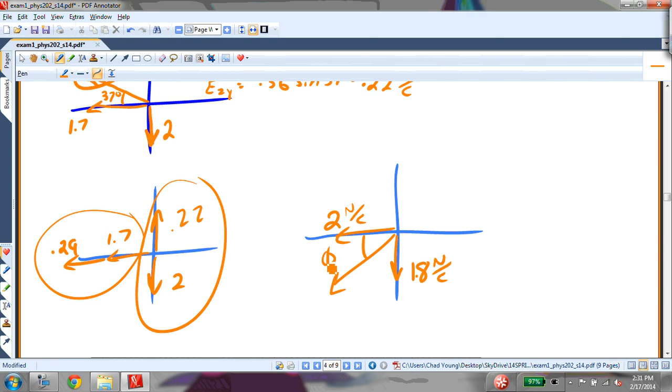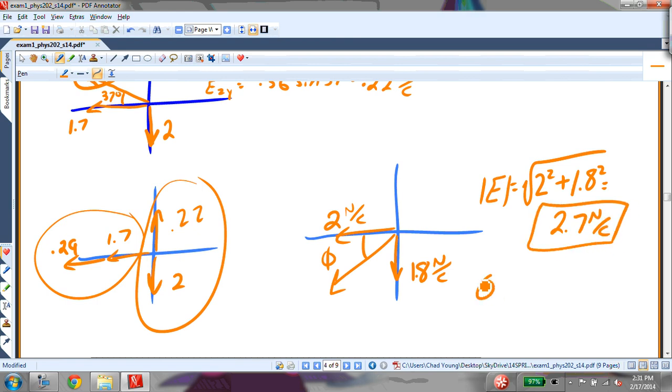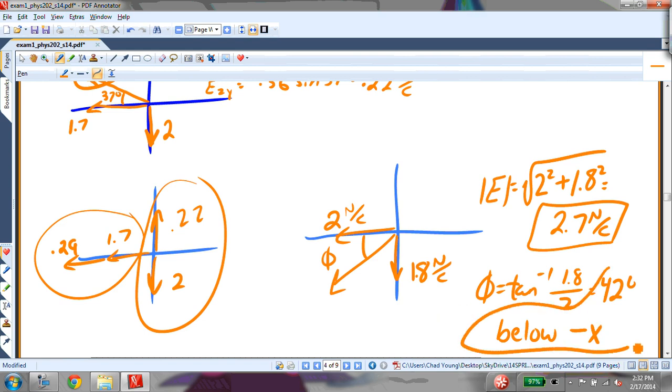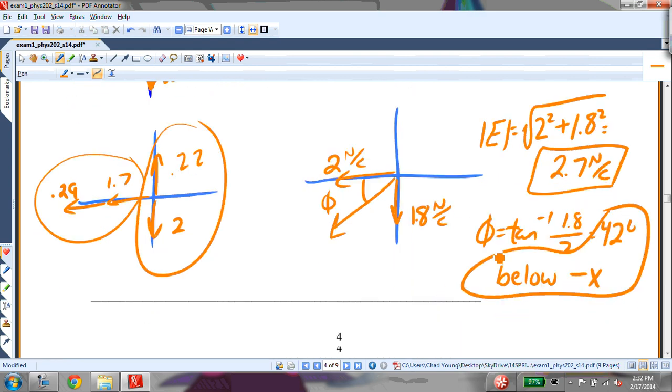And so now to find the magnitude of that vector, I say the square root of 2 squared plus 1.8 squared, and that magnitude is equal to 2.7 newtons per coulomb. So that's the magnitude. And then I want to find phi. Inverse tan of the opposite over adjacent, that's 1.8 over 2, which is 42 degrees. And then I was looking also for the qualifier that's 42 degrees below the negative x-axis, but you could have listed it also from the positive x-axis.